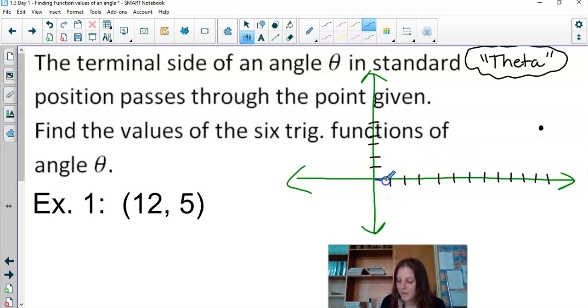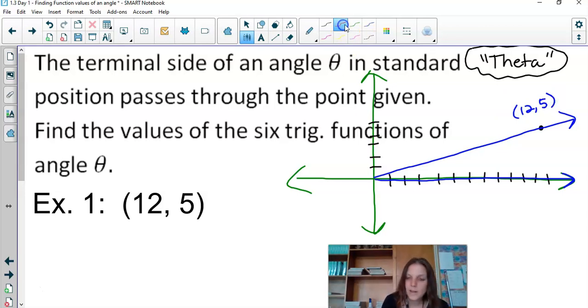What that really means is that I have an angle that starts here in this initial area on the initial side, and it rotates up till that point. So I have an angle here, and this is 12, 5. What I can do now is I can drop a perpendicular.